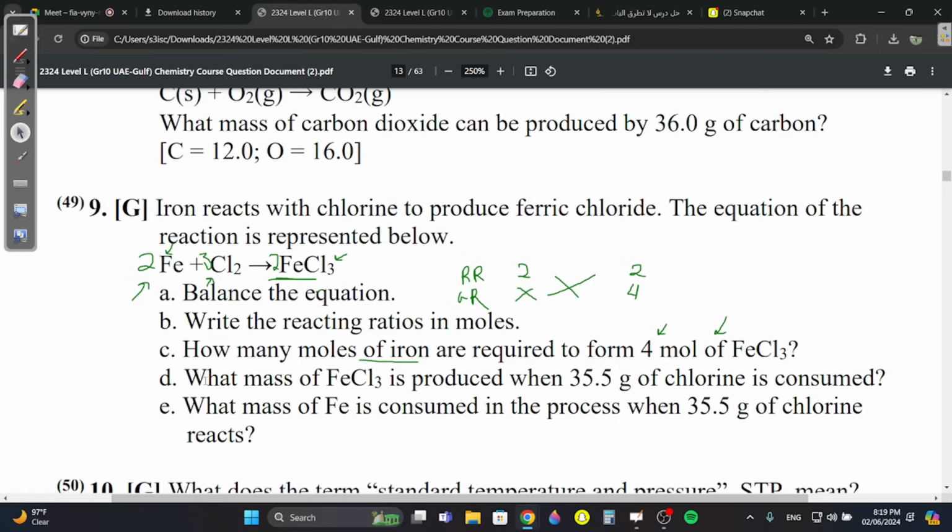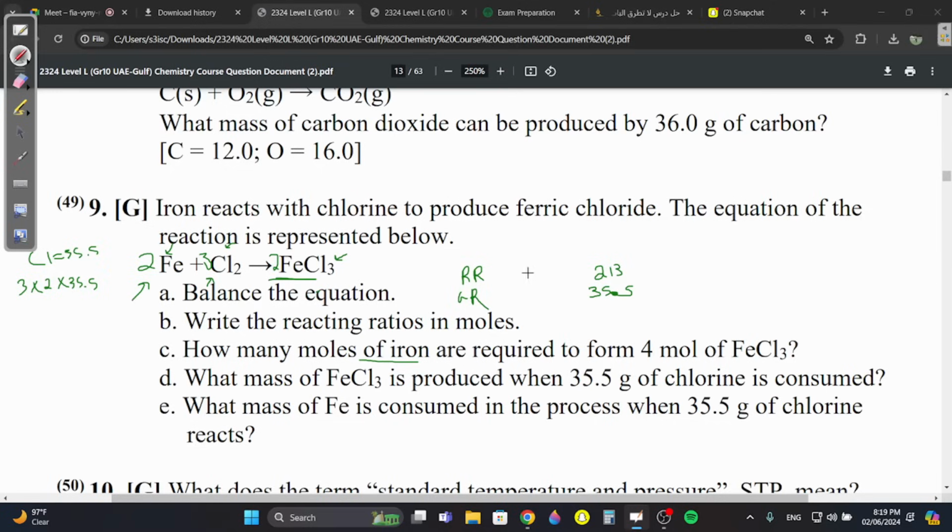Part D, what mass of FeCl3 is produced when 35.5 grams of chlorine is consumed? So again, RR, GR. What do we have given? 35.5 grams of chlorine. So we go to chlorine and we put in our given 35.5. In our reaction, how much do we have? Cl is 35.5 from your periodic table. 3Cl2 is 3 times 2 times 35.5, which is 3 times 71, which is 213. So 213 in my reaction.